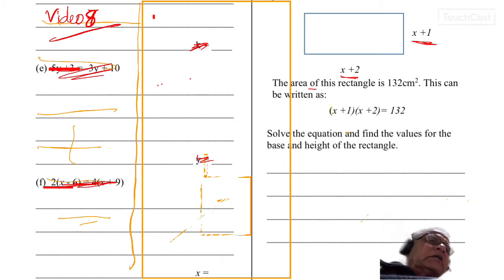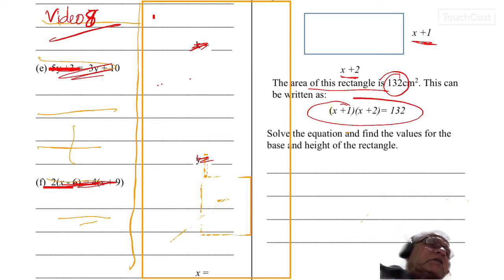The area is given as 132 square centimeters, so you have to read the question, and this is the equation given to you. You have to solve, and eventually you'll have to find out the length and width of the rectangle.